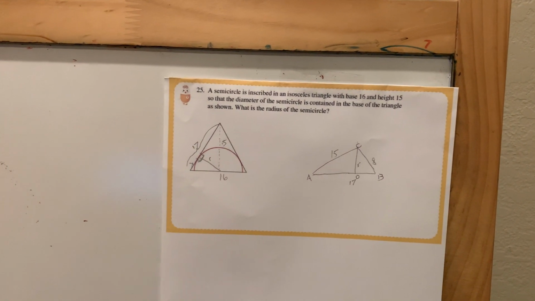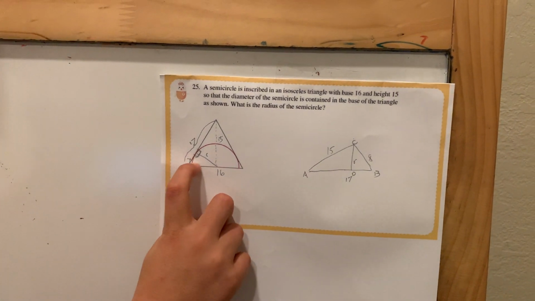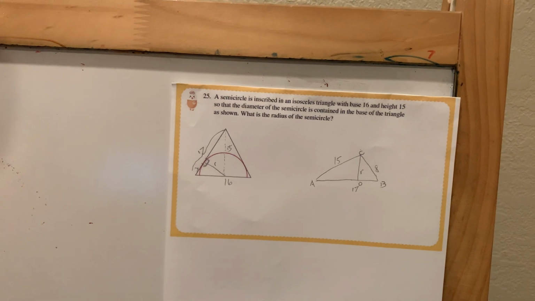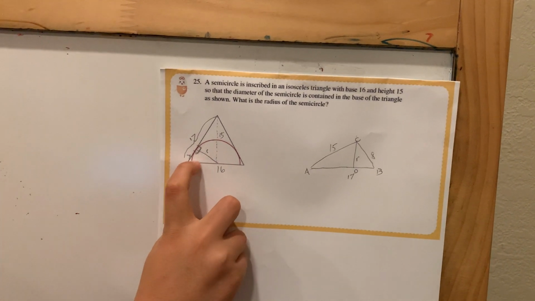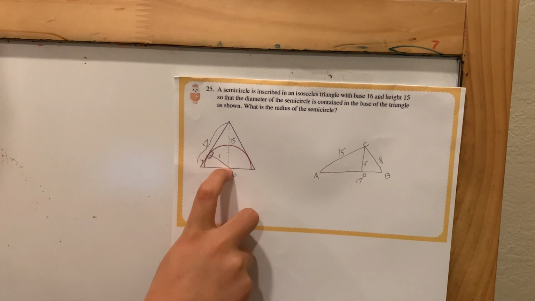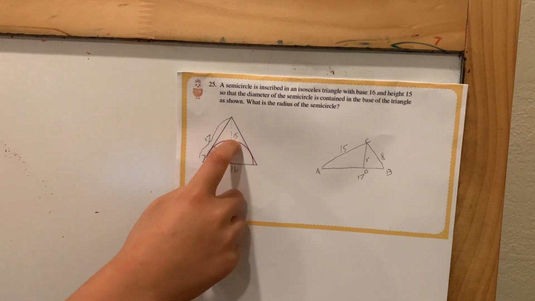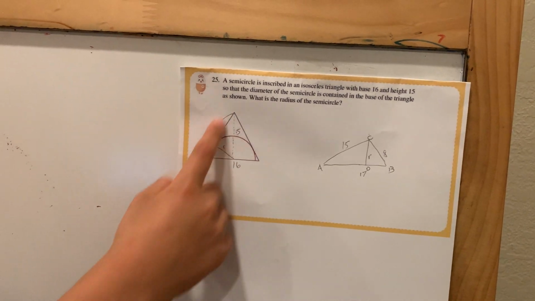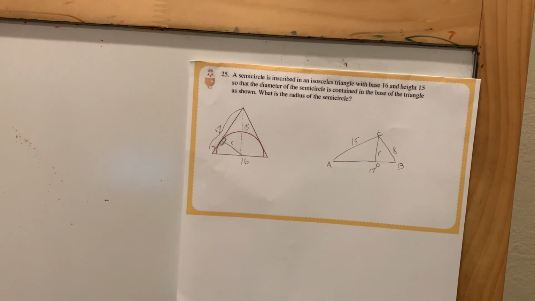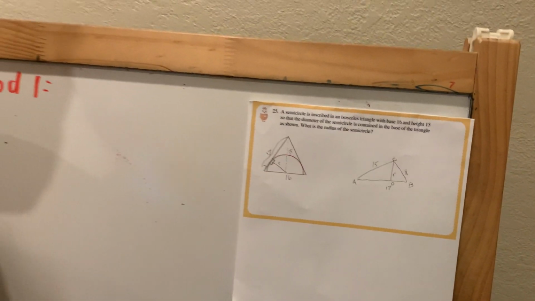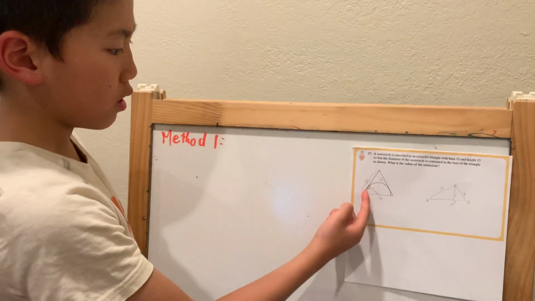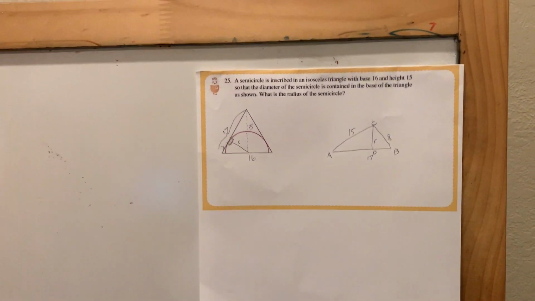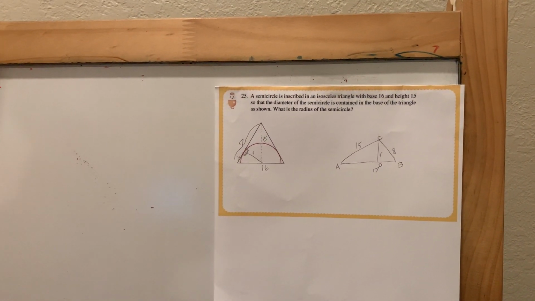And because it's an isosceles triangle, this triangle is half of the bigger triangle. So that means that this part, which is half of 16, which is 8, and 8 and 15, this is a right angle. We have to find this side. And we know that 8, 15, 17 is a Pythagorean triple, which means that this side is 17. So we can finally start with method 1, which will be using area.